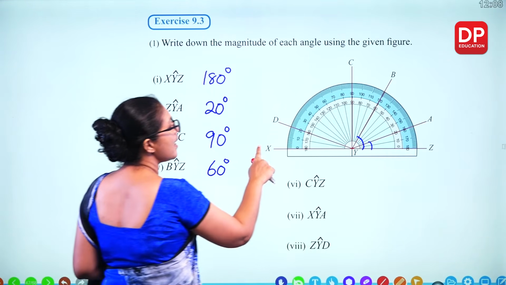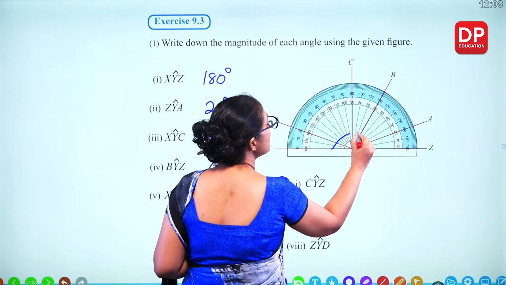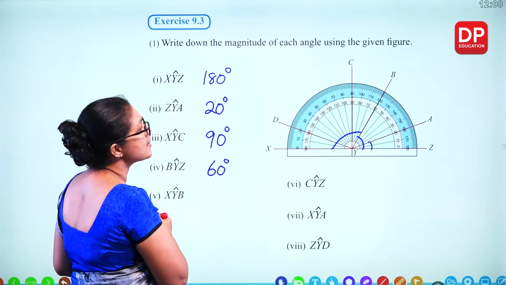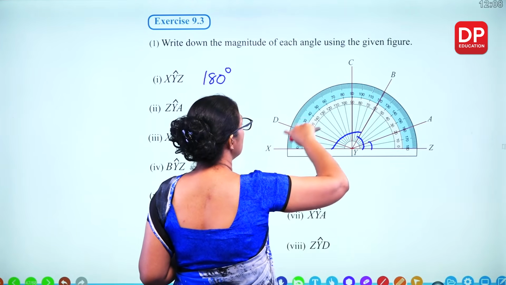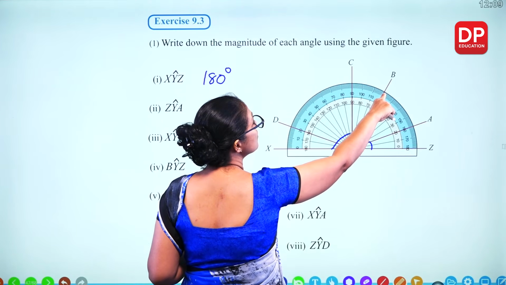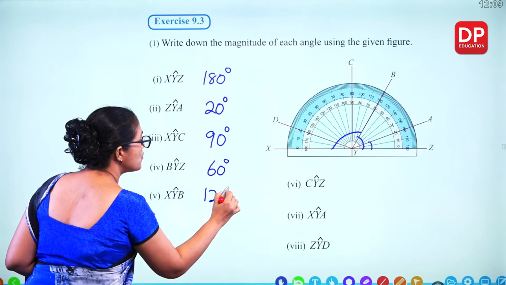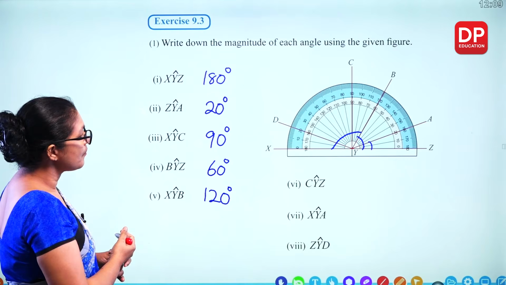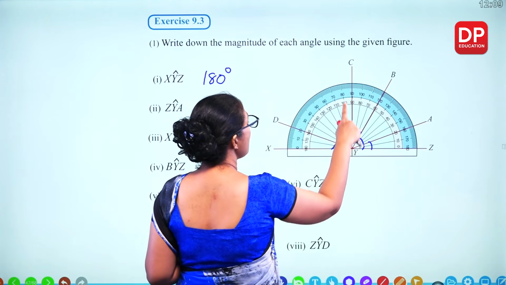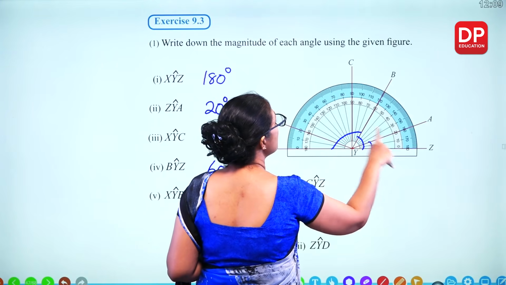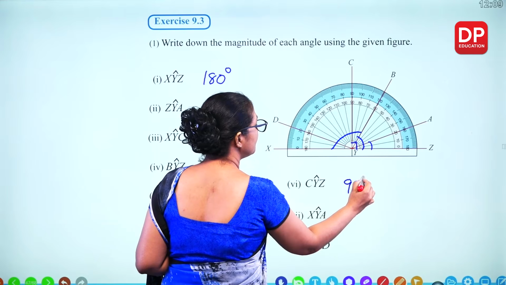XYB. XYB angle. So you have to measure this way. What's the angle? You have to use the outer bound here. So 120. That's an obtuse angle. CYZ. CYZ, this one, is a 90 degree angle. Right angle.